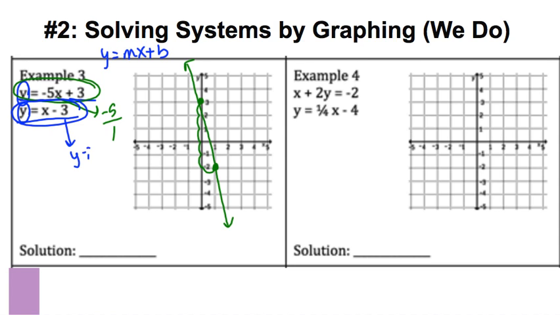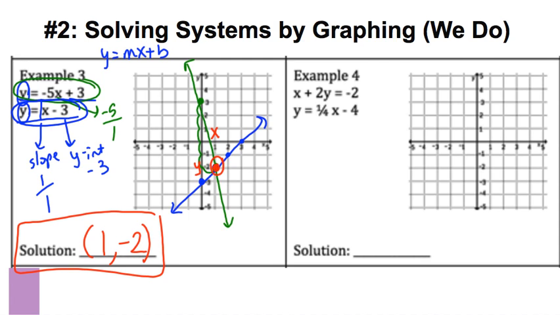My y-intercept is negative 3. My slope is 1. So I can put that over 1. So I start at negative 3, go up 1, right 1, up 1, right 1, up 1, right 1. I can draw my line. And I find my solution right here where they cross. So I'll go with my x value and then my y value. So that would be 1, comma, negative 2. And that is my solution.